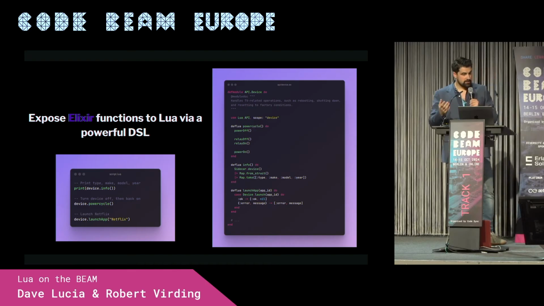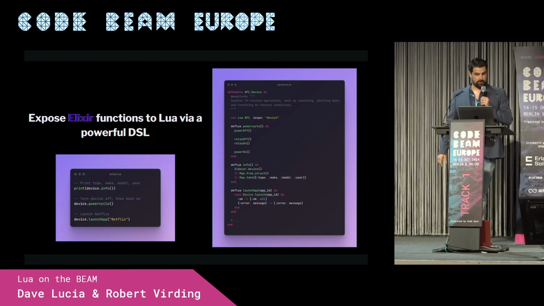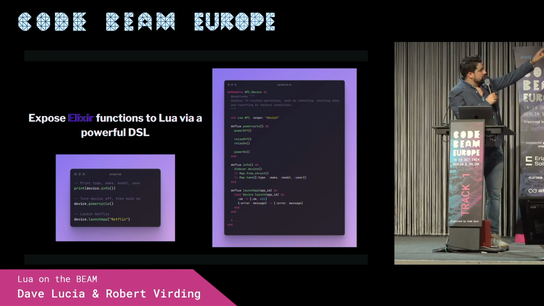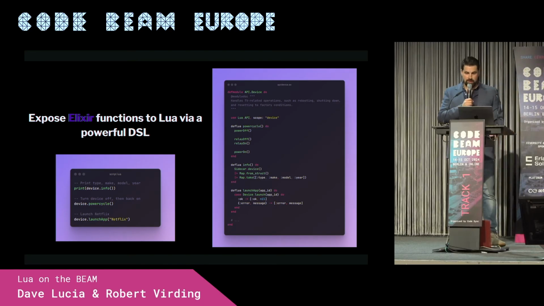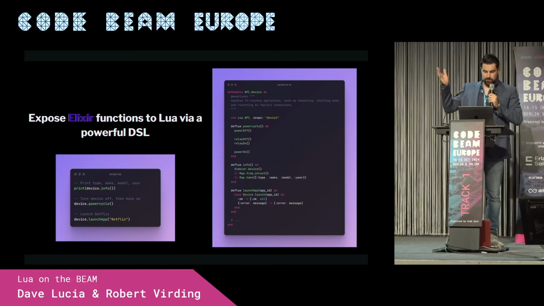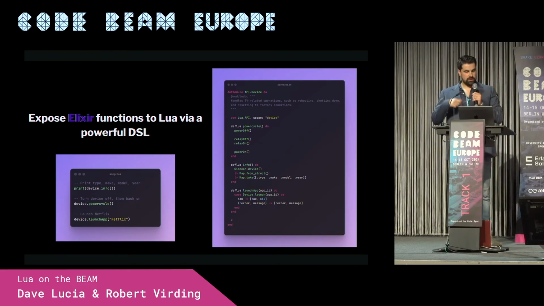So in order to do this, we write a bunch of Elixir functions and then expose them as Lua. So we can see on the left-hand side that I'm printing device info, I'm power cycling the device, I'm launching the Netflix app. And the way that we express this in our application is with this Elixir module on the right. Notice I'm using lua.api and giving it the device scope. And then any function that is written with def Lua just gets exposed as a Lua function underneath that scope.